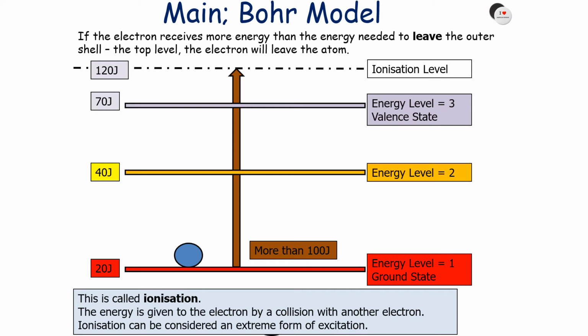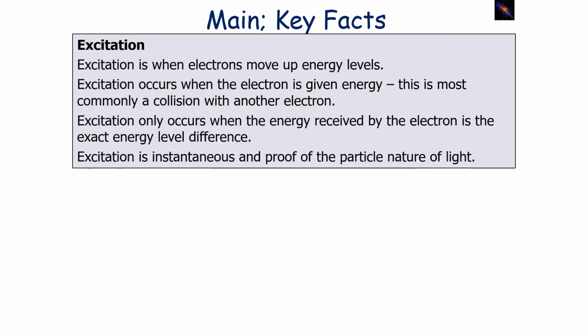Now, as we mentioned before, the energy given to the electron to ionize it is by collision or via a photon. So ionization can be considered an extreme form of excitation. So excitation is when electrons move up energy levels. Excitation occurs when the electron is given energy, most commonly a collision with another electron, but it can also be given by a photon. Now, excitation only occurs when the energy received by the electron is the exact energy level difference when it's a photon exciting it. Now, excitation is instantaneous and proof of the particle nature of light.